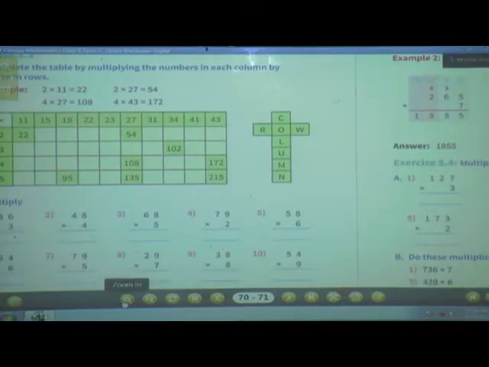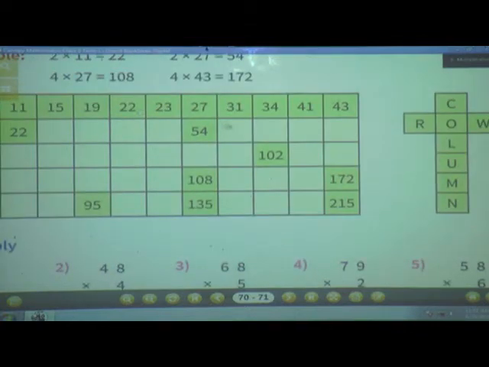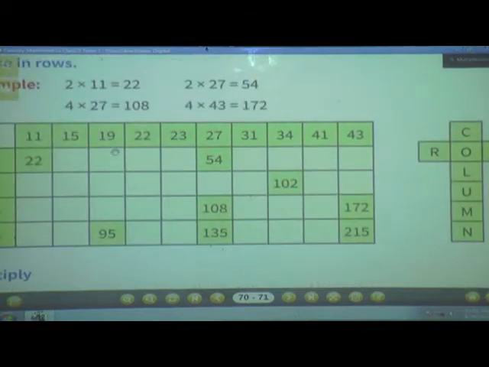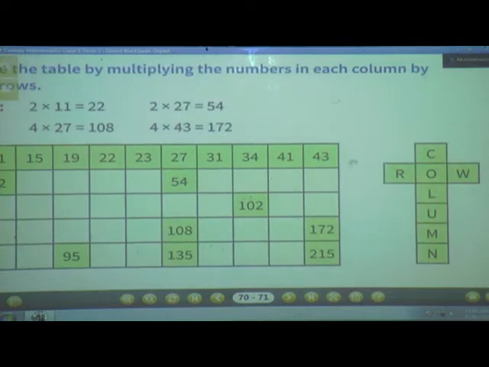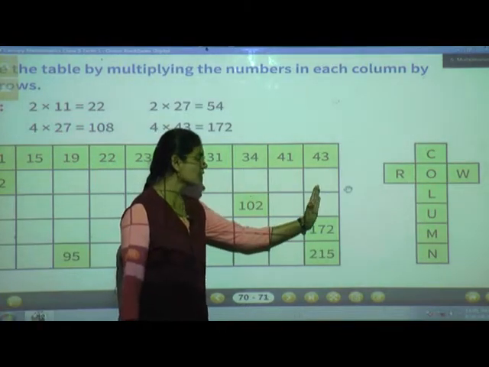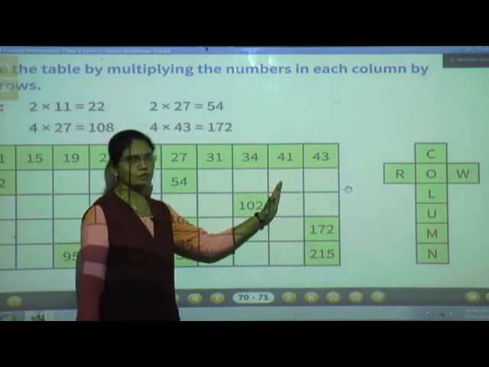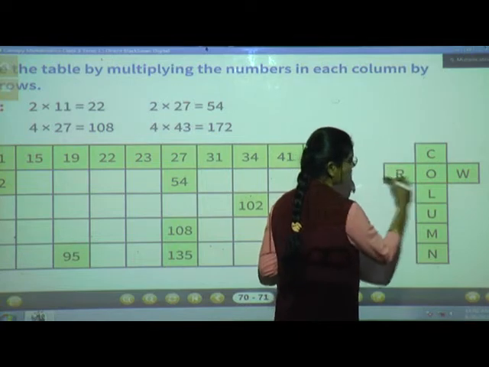Now see here, you can see here one table. Yes, here one table is there and we have to complete this table. Okay, see what is the question? Complete the table by multiplying the numbers in each column by those in rows. Now first of all, can you see these vertical boxes? The boxes which are arranged in a vertical way are called column, and the boxes which are arranged in a horizontal way are called row. Here also you can see this is a column and this is a row.